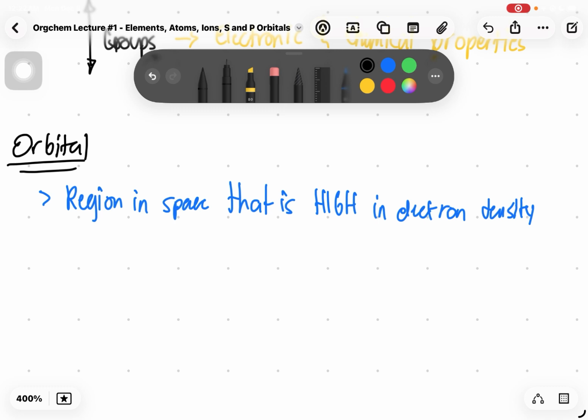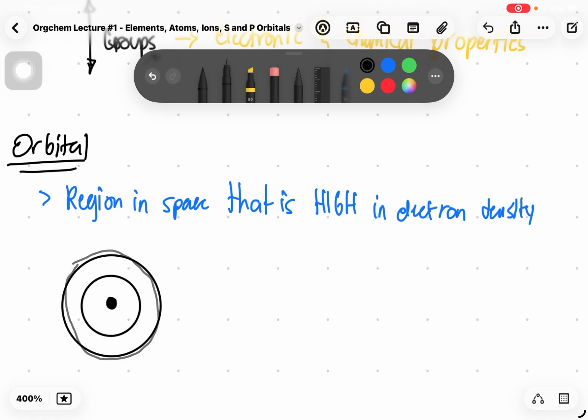Let's visualize that. So basically, let's say this is your entire atom. Each ring surrounding it is a sub-energy level of an orbital. So this is your first orbital. This is your second orbital. And each time you make an orbital around the next orbital, that orbital is going to have a higher energy output than the last one. Because the further you are from the nucleus, the more unstable you get.